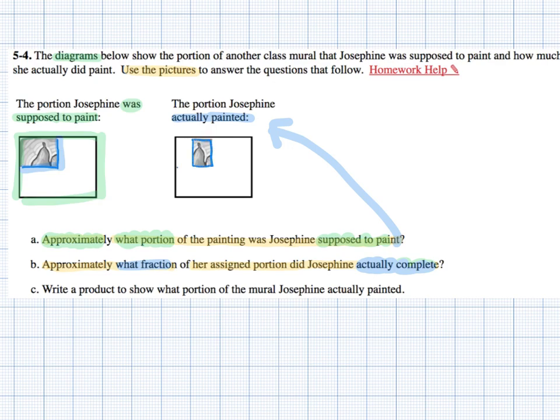So what do you guys see? Approximately, right? So to me it looks like she did 1/2 of what she was assigned. So go ahead and pause the video and write that down.